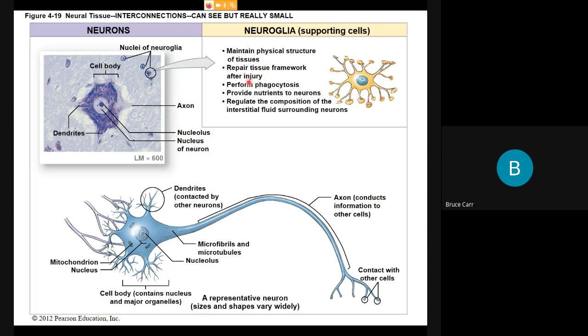The neuroglia are going to repair if there's an injury. They perform phagocytosis to clean up the nervous system because a lot of the nervous system is behind a barrier. The nervous system regulates its own contents. It's going to provide nutrients to the neurons. It's also going to regulate the composition of the interstitial fluid. So we're going to find the nervous system, based on the functioning of this neuron, to be very special in its chemistry.